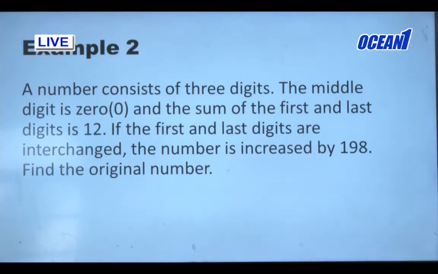Okay, so example 2, I don't know whether you will try, but because of time, let's do it together because you have a short exercise to do. A number consists of 3 digits, still the same 3-digit problem. The middle digit is 0, and the sum of the first and the last digit is 12. If the first and the last digit are interchanged, the number increased by 198. Find the number.